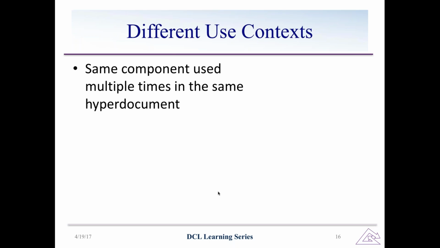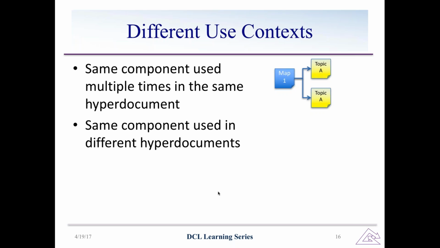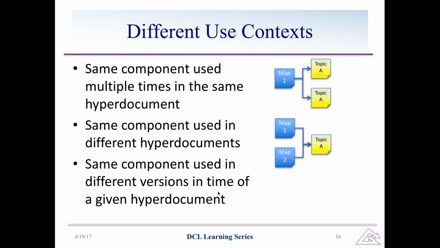All right, so let's talk a little bit more about different use contexts. We have the same component used multiple times in the same hyperdocument. I might have the same task appear multiple times because it's a subtask of different procedures that happen to share the same task. I might have the same component used in different hyperdocuments. I might have product A and product B share some components, so they share some topics.